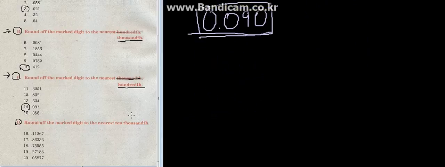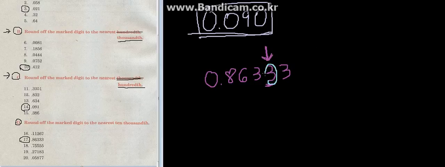Okay, now let's move to Part D. For Part D, I will work with number 17. Okay, we have to round off to the nearest 10,000. So where's the 10,000th place? It's here, right? We have a 3 at that place. So the 3 will be the marked digit, and I will circle it to make it clear.